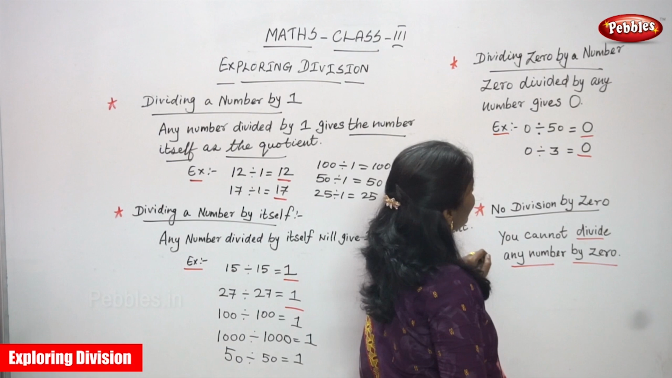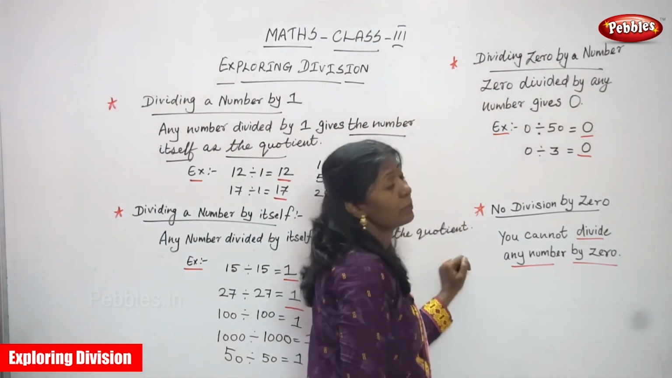Next, dividing 0 by a number. 0 divided by any number gives 0.